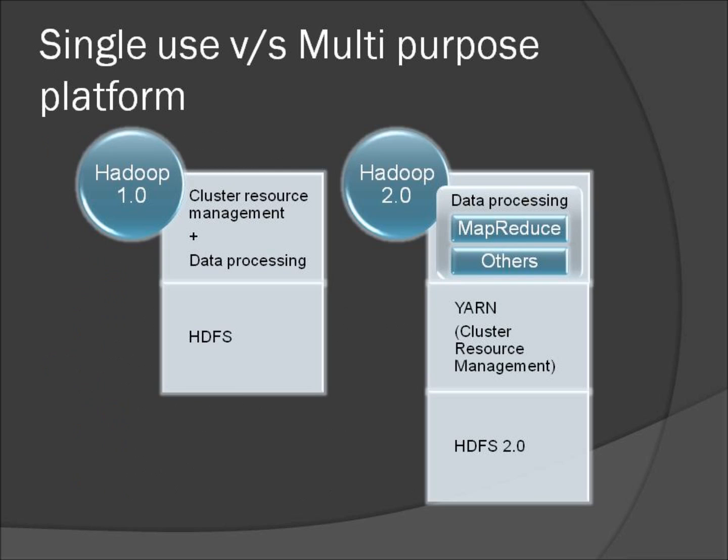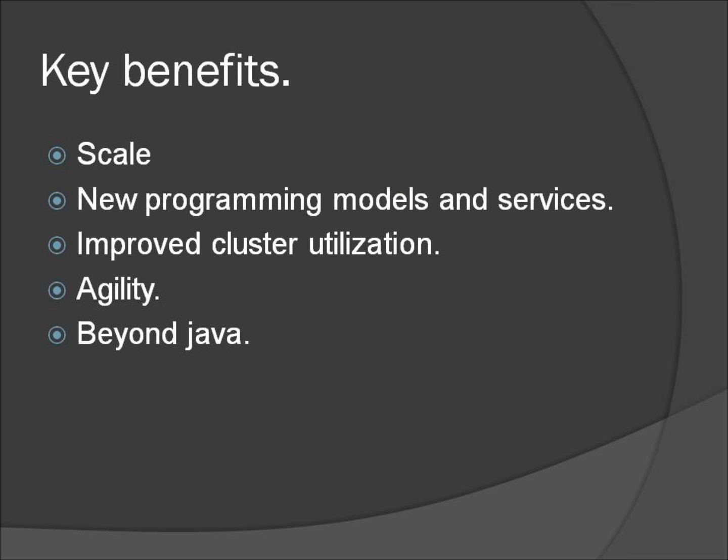So Hadoop 1 is tied to MapReduce. In Hadoop 2 you can run anything. The key benefits are scale. You can run on multiple nodes, with new programming models and services. Improved cluster utilization, agility beyond Java. You are no longer tied to Java.